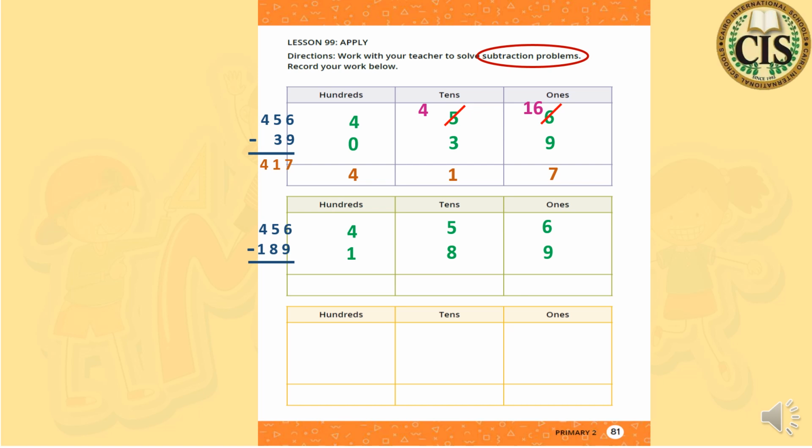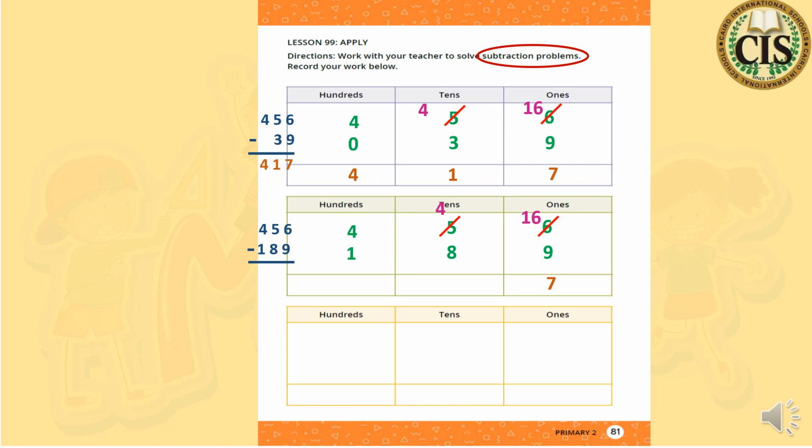Now, 6 minus 9. Can we subtract 6 minus 9? Do we have more on top? No. So we will go to the next door and knock, knock, knock. 5, can you please give me 110? 5 will say okay. Now 6 becomes 16 and 5 becomes 4. Now we have more on top. 16 is greater than 9. 16 minus 9 equals 7.